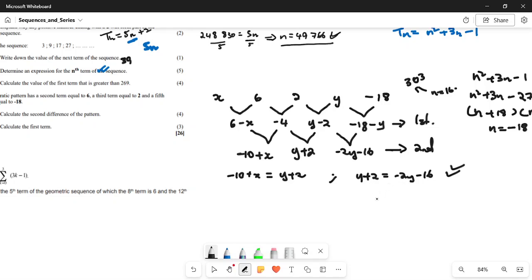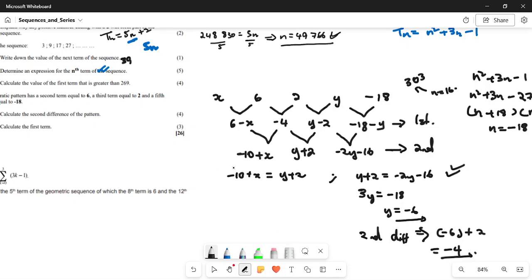So I'll transpose 2y to the left. I will have 3y is equal to minus 16 minus 2, which is negative 18. Therefore, my value of y is equal to a negative 6. And I can say the second difference is equal to, I'll substitute my minus 6 into this equation. Even this one is fine, but I'll choose the simplest one. So I'll have minus 6 plus 2. The second difference is equal to minus 4. So the second difference is minus 4.